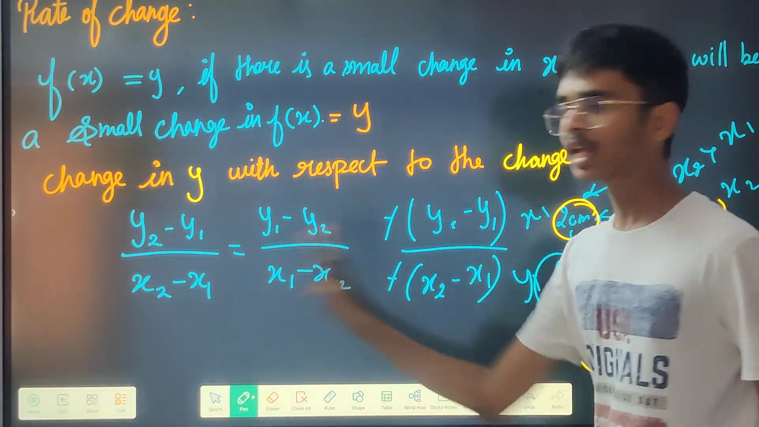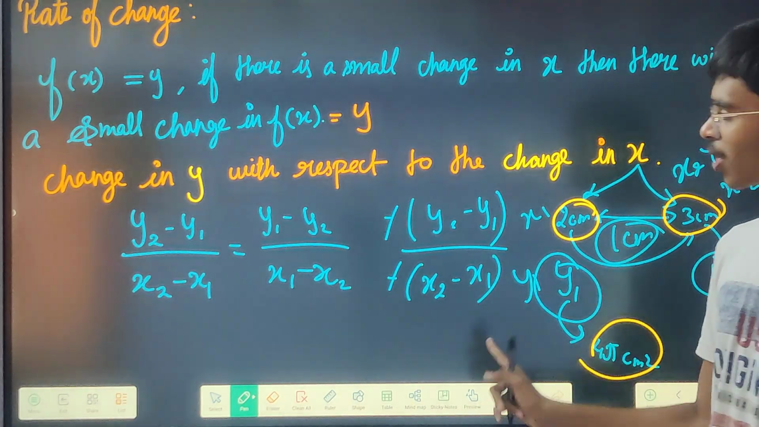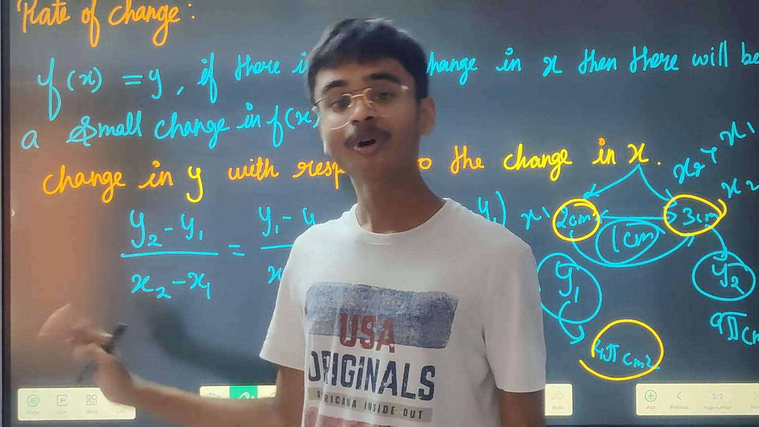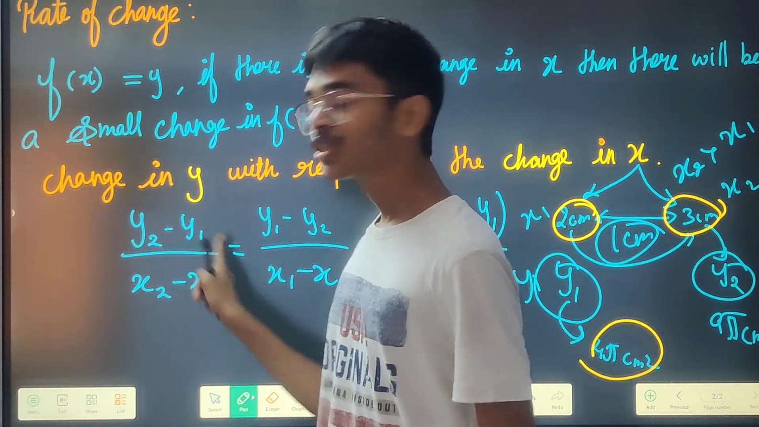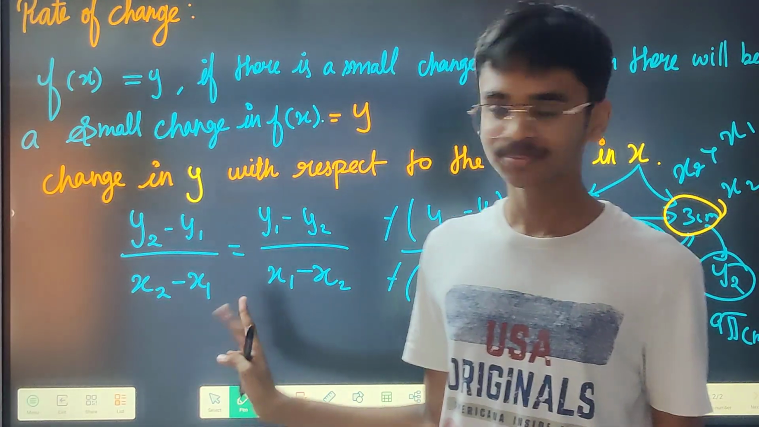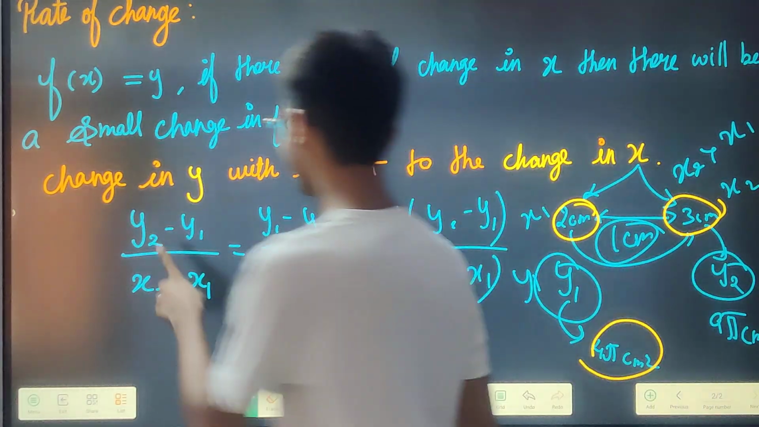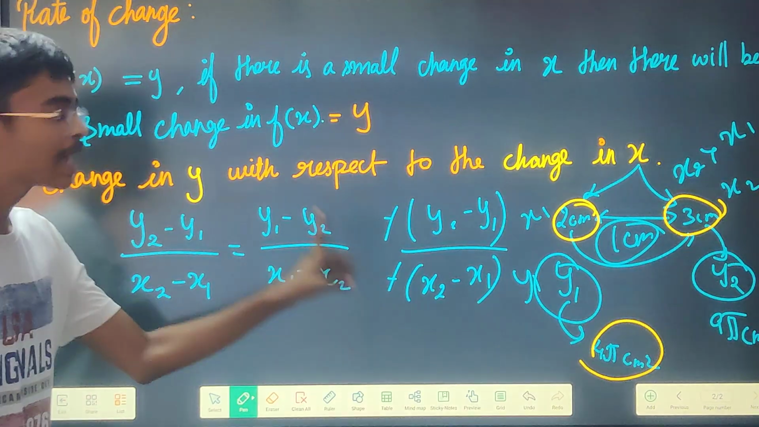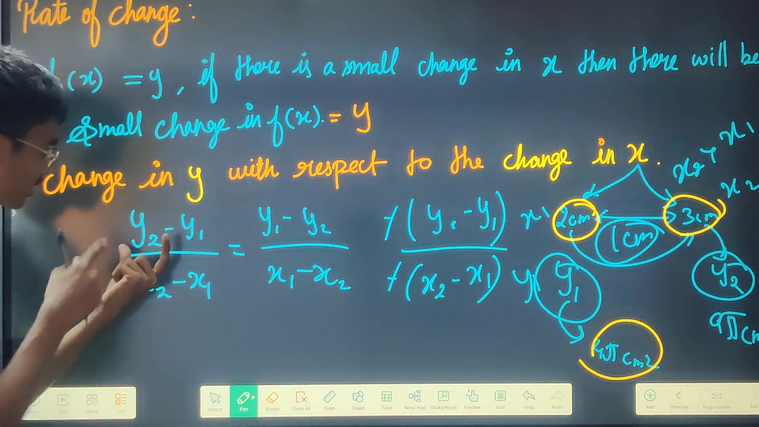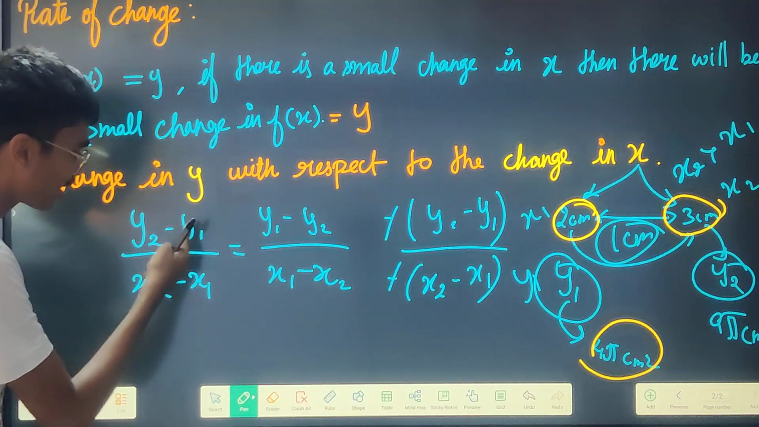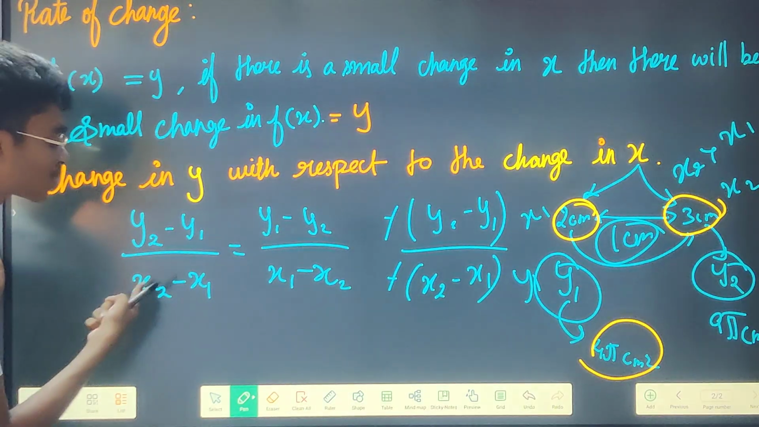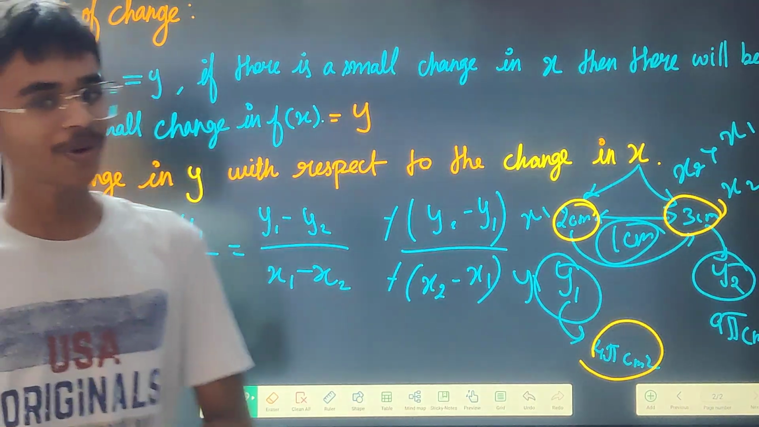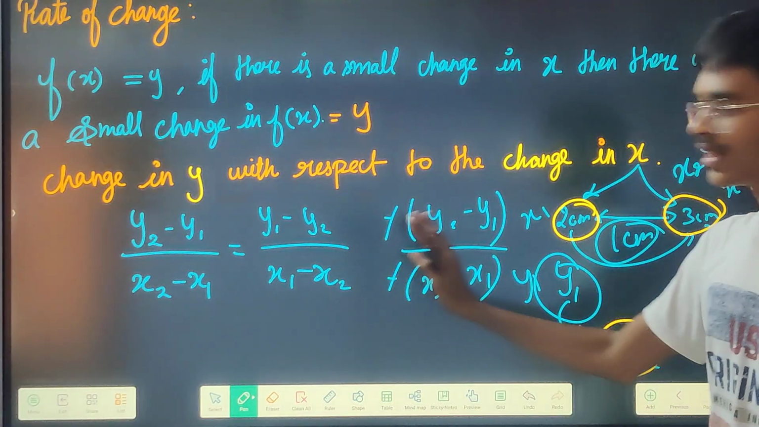See, there is nothing wrong with that. You can take y2 minus y1, or you can take y1 minus y2. But note, if you take y2 minus y1, then in the denominator also there should be x2 minus x1. You cannot interchange them. That's not fair. You cannot interchange it.